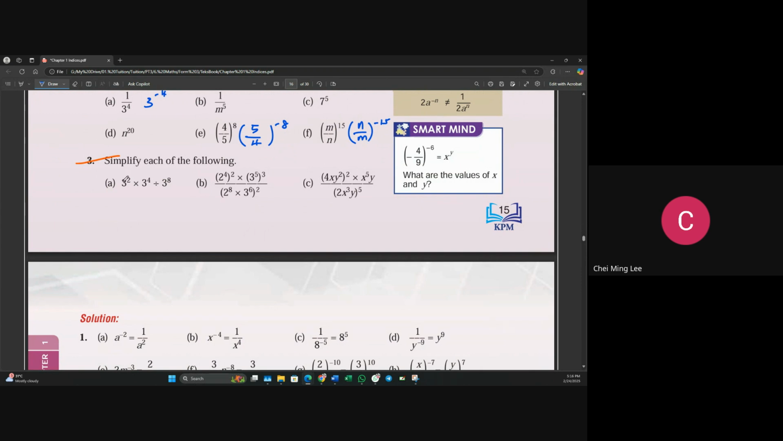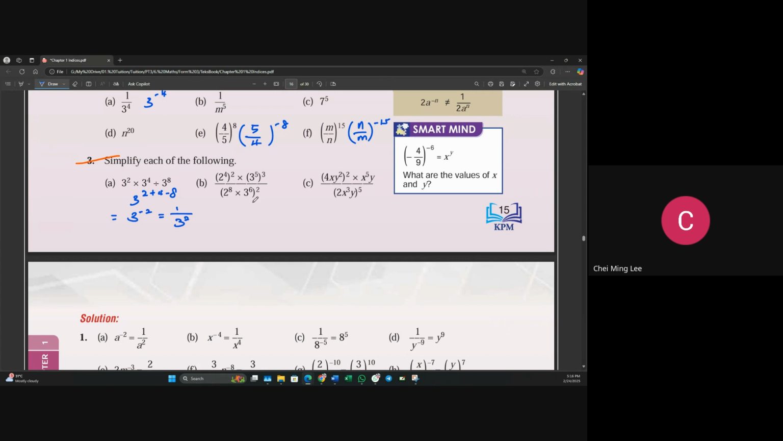Okay. So how do we simplify this one? This one is easy. You see, 3 to the power of 2 times 3 to the power of 4 divided by 3 to the power of 8. So it becomes 3 to the power of 2 plus 4 minus 8, which becomes 3 to the power of -2. That also equals 1 over 3 to the power of 2.